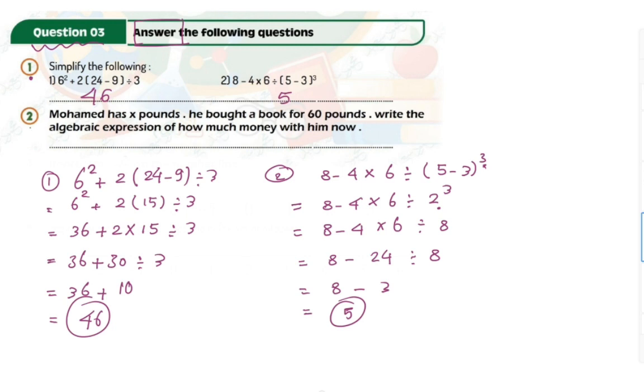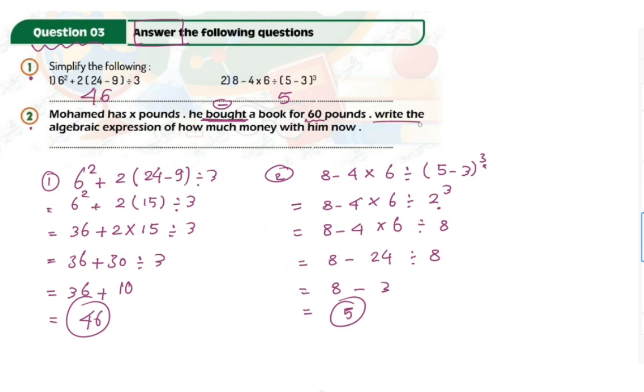Okay, question number 2. We have Muhammad has X pounds. Muhammad in his pocket has what? X pounds. He bought. When you buy, you pay money. You take from your pocket and give the merchant. Now he bought, that means minus. He bought a book for what? For 60 pounds. So he has X, and he takes away from this X 60 pounds to buy this book.